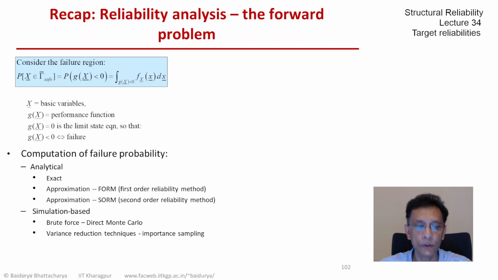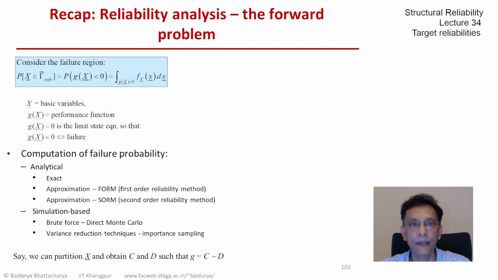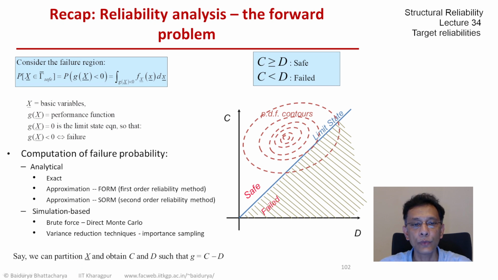Let's not go into that, but let us say that we can partition the basic variables into a capacity set and a demand set or a load set, so that the limit state can be expressed simply in terms of C minus D. In that case, we have a familiar situation, and we could express some of these in a very nice graphical manner, which we already have done.